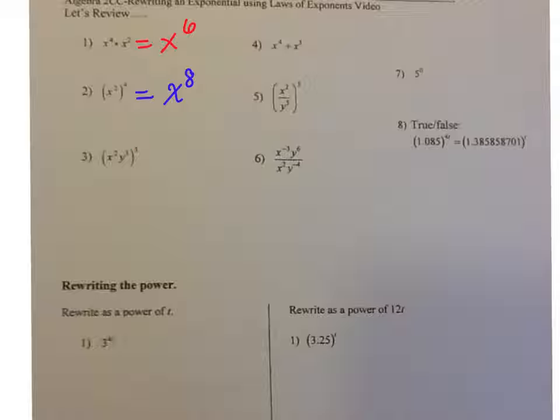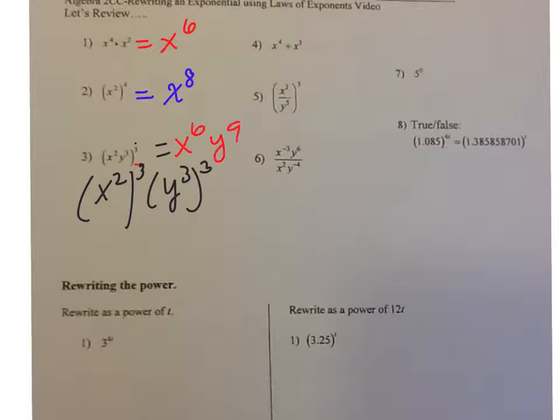This is, you have a power of a quotient. So we're multiplying. I have x to the second times x to the third, y to the third, raised to the third power. So each one on the inside gets that third power. So it's x to the second to the third and y to the third, which is going to be x to the sixth, y to the ninth. Because remember, power to a power, you multiply the powers.